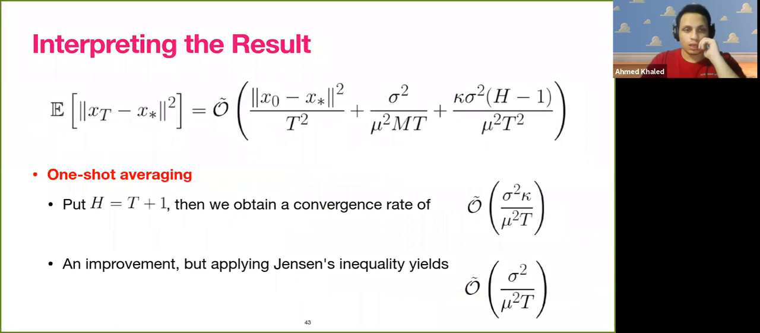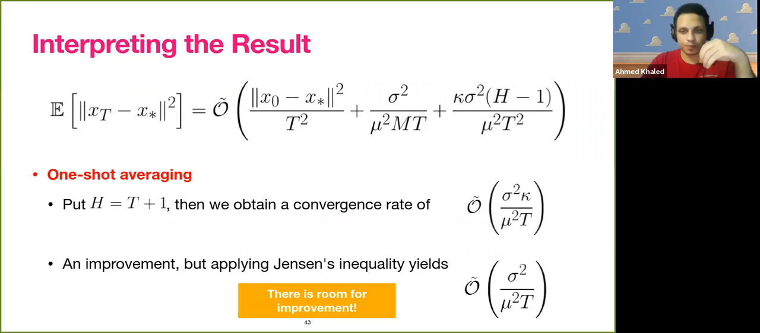And to show that our result also solves some of these other problems, if we put H equal to t plus 1, which corresponds to one-shot averaging, basically you take the synchronization interval as large as your horizon of computation, then you get this guarantee, which is sigma squared kappa over mu squared t. We say that this is an improvement over prior work, but still not optimal, because just a trivial use of Jensen's inequality is going to yield a better convergence guarantee of sigma squared over mu squared t. So there is room for improvement here.